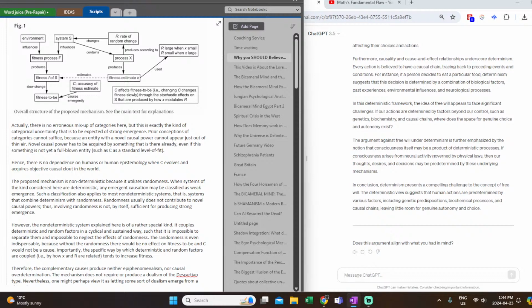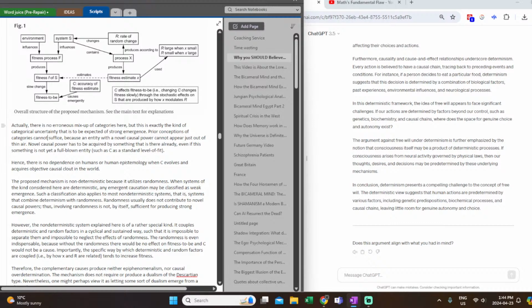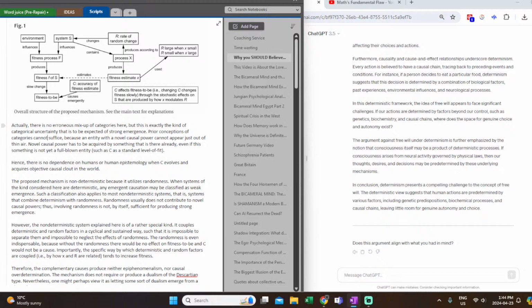So let me continue reading, just so I know what to talk about. Actually, there is no erroneous mix-up of categories here, but this is exactly the kind of categorical uncertainty that is to be expected of strong emergence. Prior conceptions of categories cannot suffice because an entity with a novel causal power cannot appear just out of thin air. Novel causal power has to be acquired by something that is already there, even if this something is not yet a full-blown entity, such as C as a standard level of fit.